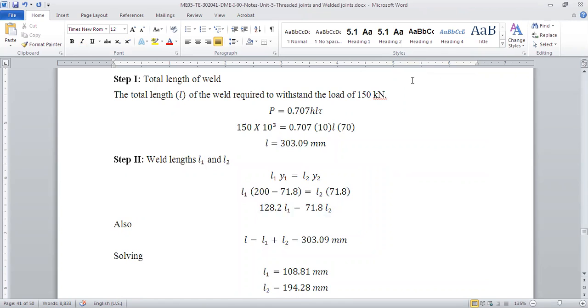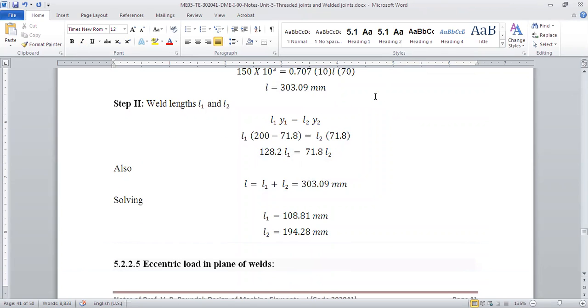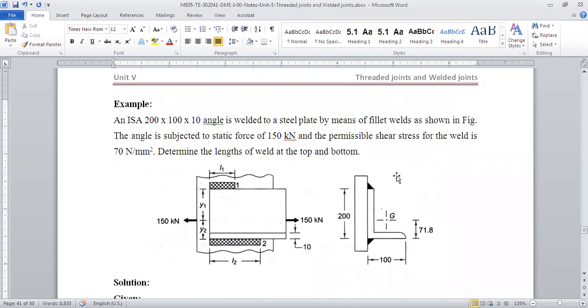Okay, anybody has any doubt about this? It's easy to understand, but the only thing we need to understand is that it is asymmetric. It is not symmetric along the axis.